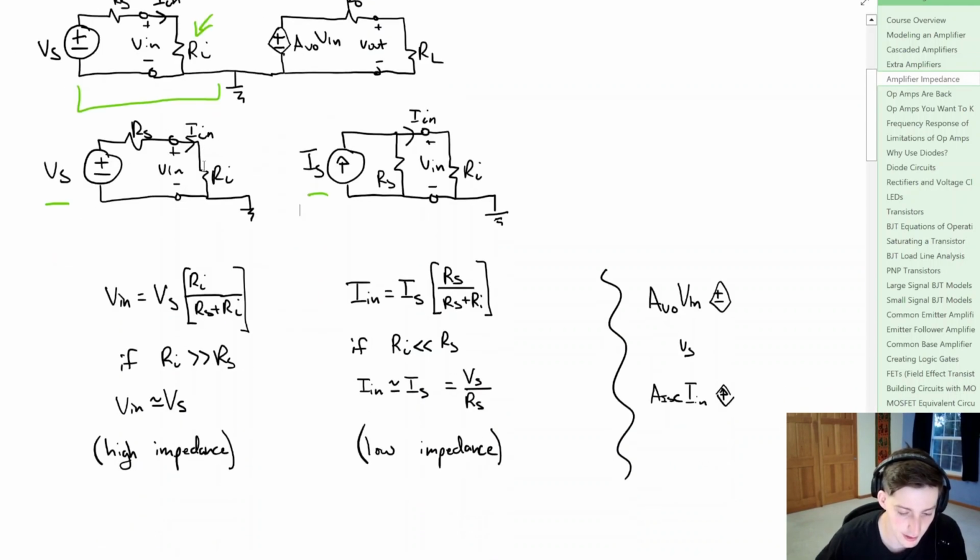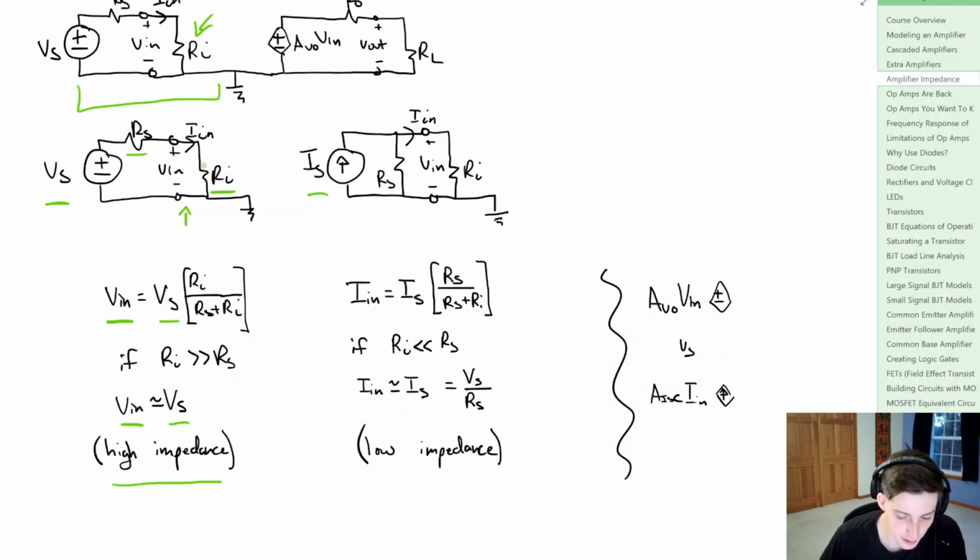Now, if we look at the voltage model here, we know that the input voltage, Vin, to the amplifier is going to be equal to this voltage divider between the source voltage, the source resistance or impedance, and then the input impedance, Ri. If the input impedance is much, much higher than the source impedance, we can make the approximation that the input voltage is approximately equal to the source voltage, and we would say that we have a high impedance amplifier.